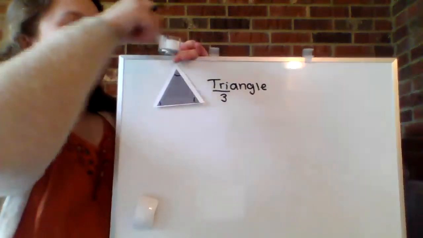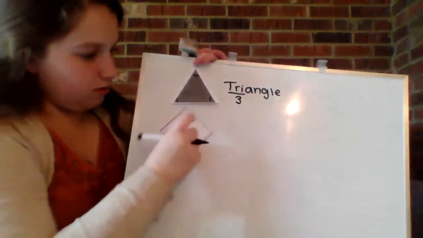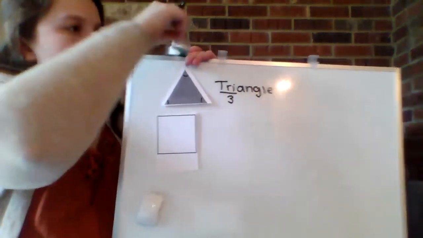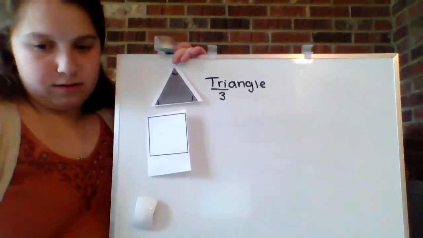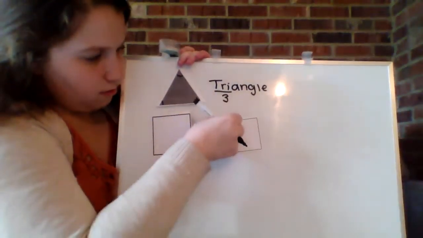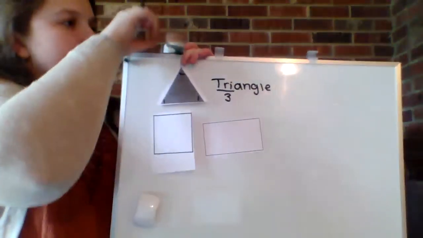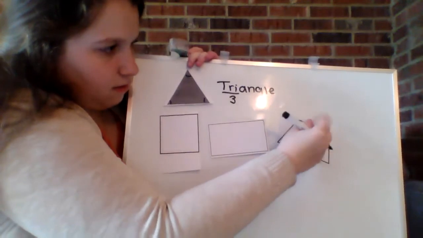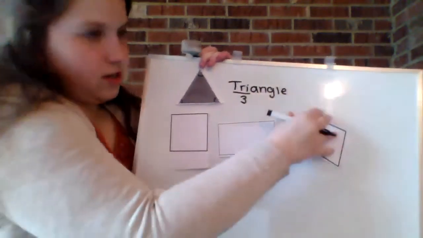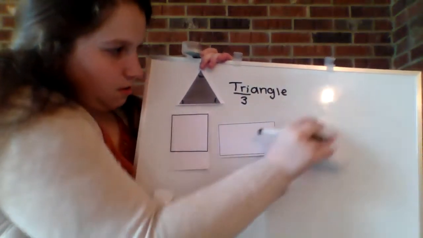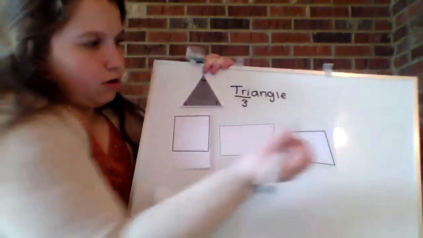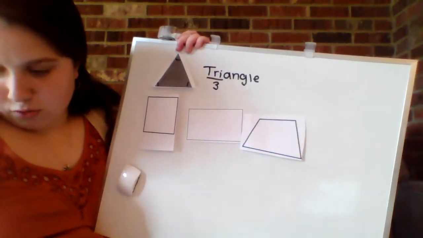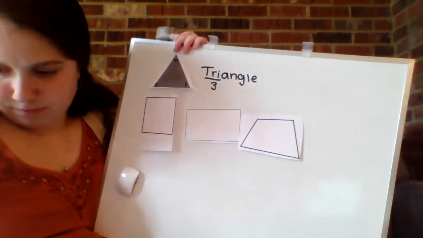Now we've got a couple of shapes for the next one. We have this shape. And this shape, and this shape. These are all called quadrilaterals. Quadrilaterals.